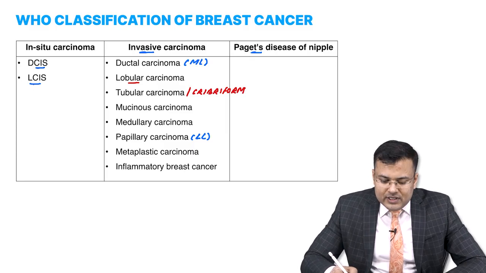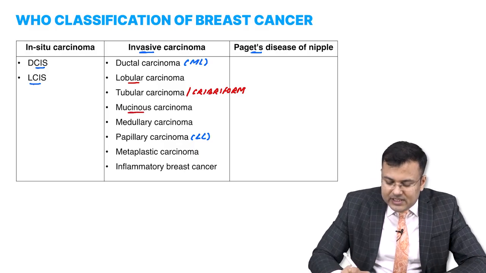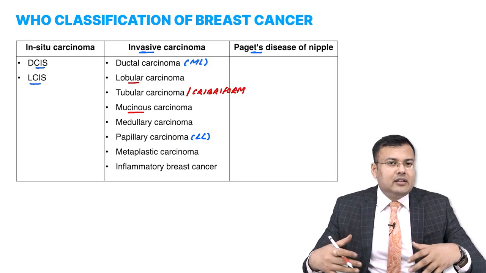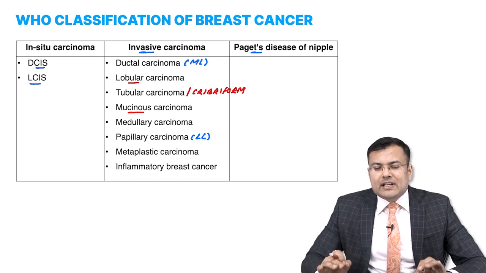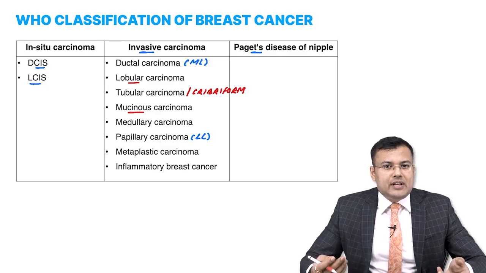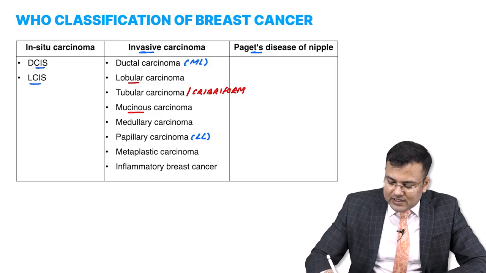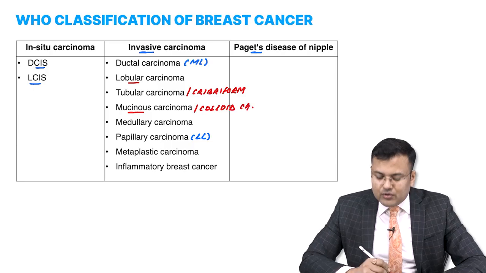Mucinous, also known as colloid carcinoma. You can see the term is self-explanatory. Here there is excessive mucin production. The kind of invasive cancer associated with excessive mucin production is mucinous carcinoma, also known as colloid.